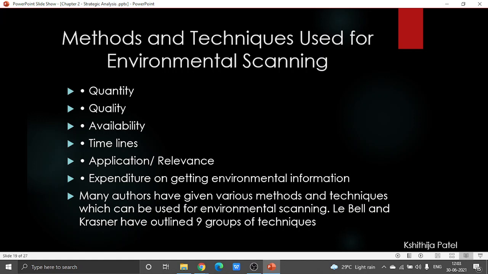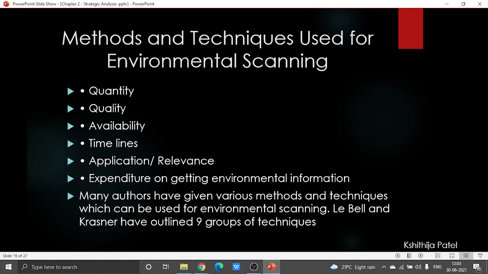For some of the scannings that have to be done, maybe the industry is very new and therefore the data available might not be very much. And it can be on timelines, it can be on application or relevance, and the expenditure that would be costing the business organization in collecting all this environmental information is also considered when they have to select among the methods and techniques that they have to use in doing environmental scanning.